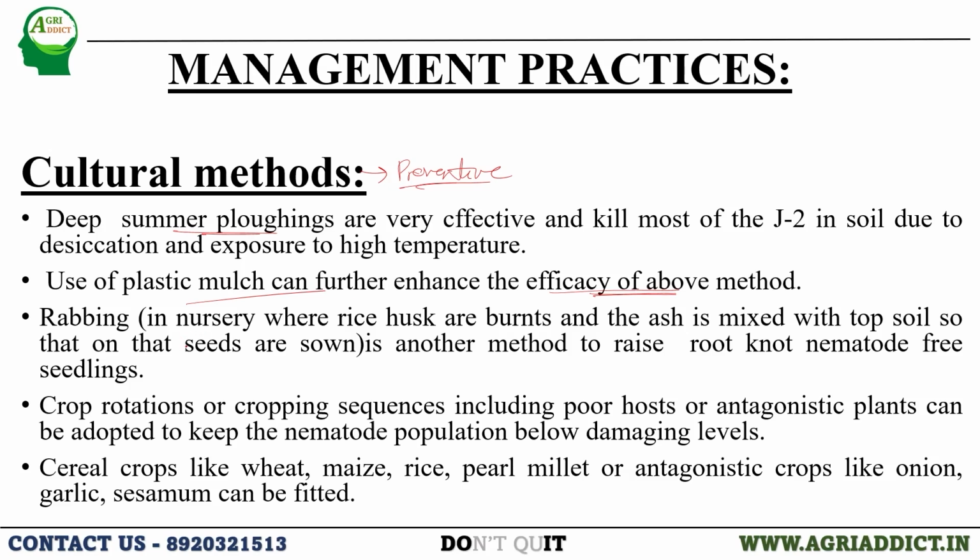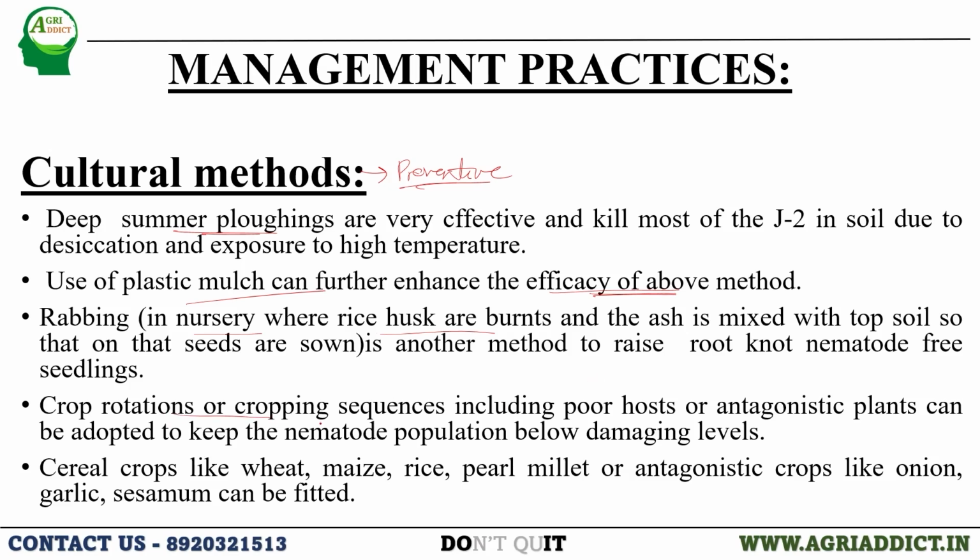Next is rabbing. In nurseries, it is mainly carried out in the rice fields. Rice husk is burnt, and the ash formed by burning of the rice husk is mixed with the topsoil. After that the seeds will be sown. If you raise seedlings this way, you can obtain root knot nematode free seedlings.